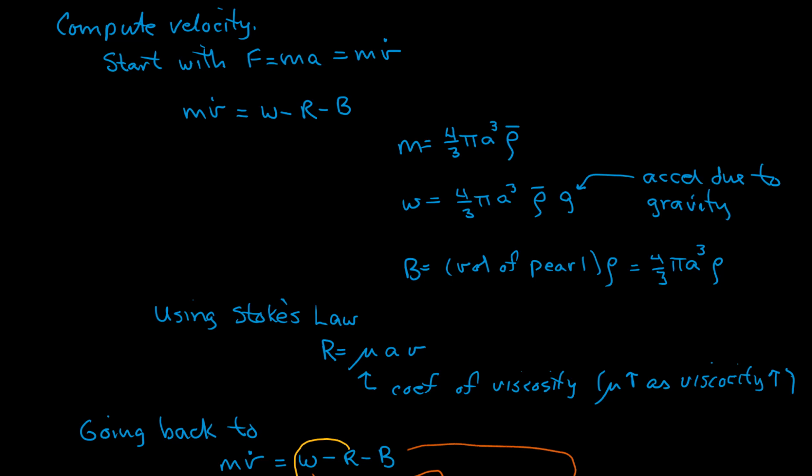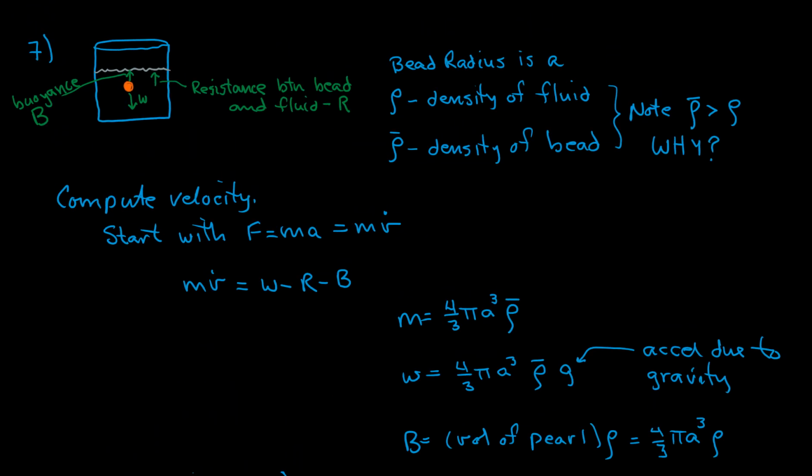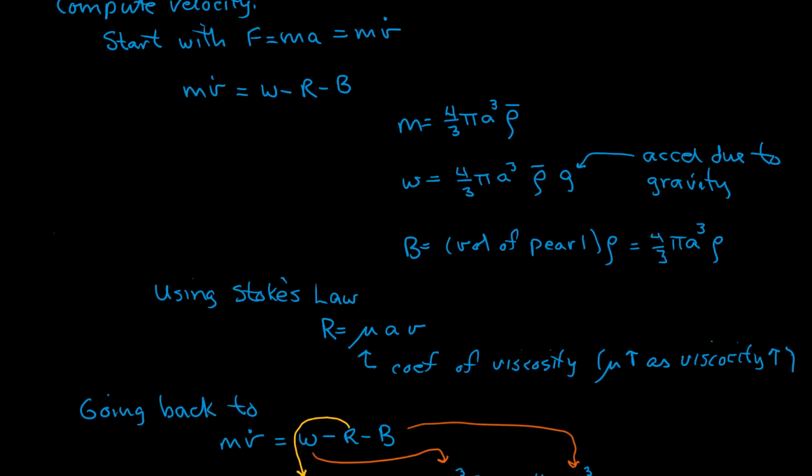Now, let's take a look at the forces that are acting. The force in a downward direction is going to be the weight of the bead. One of the forces acting in an upward direction is going to be the resistance between the bead and the fluid. And another force acting to push the bead upward is going to be the buoyancy. So what we have here is our force, which is mv prime, is equal to the weight minus the resistance minus the buoyancy. Well, let's go after this.